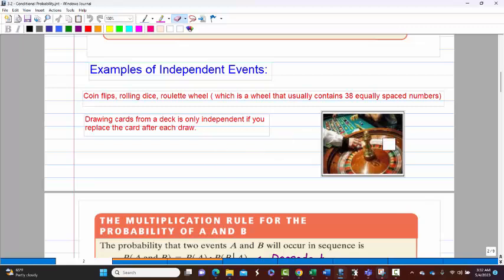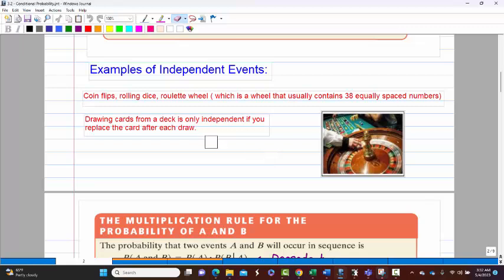A roulette wheel, that's a wheel that usually contains 38 equal spaces. Some have 39, but it's the same kind of thing. You spin it, it lands on a number, and then when you do it the next time and it lands on a number, it makes no difference what happened on the previous event.